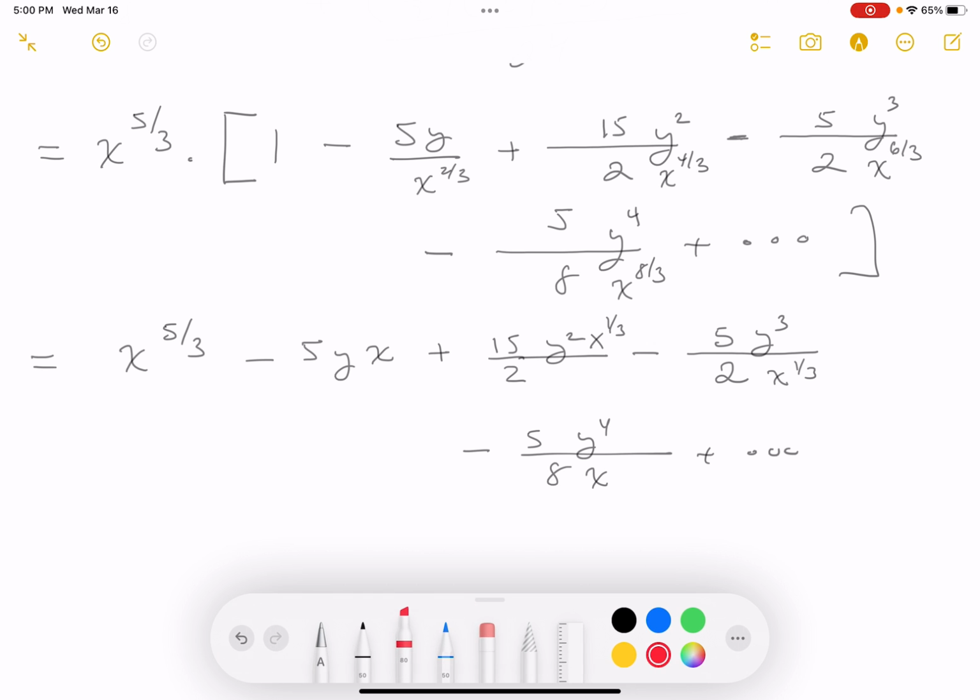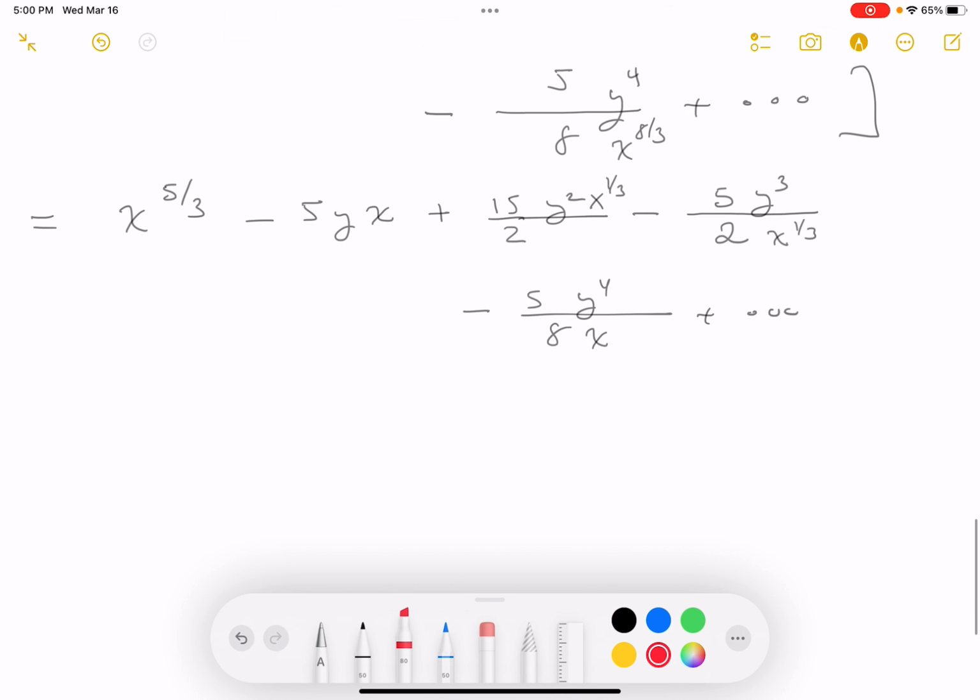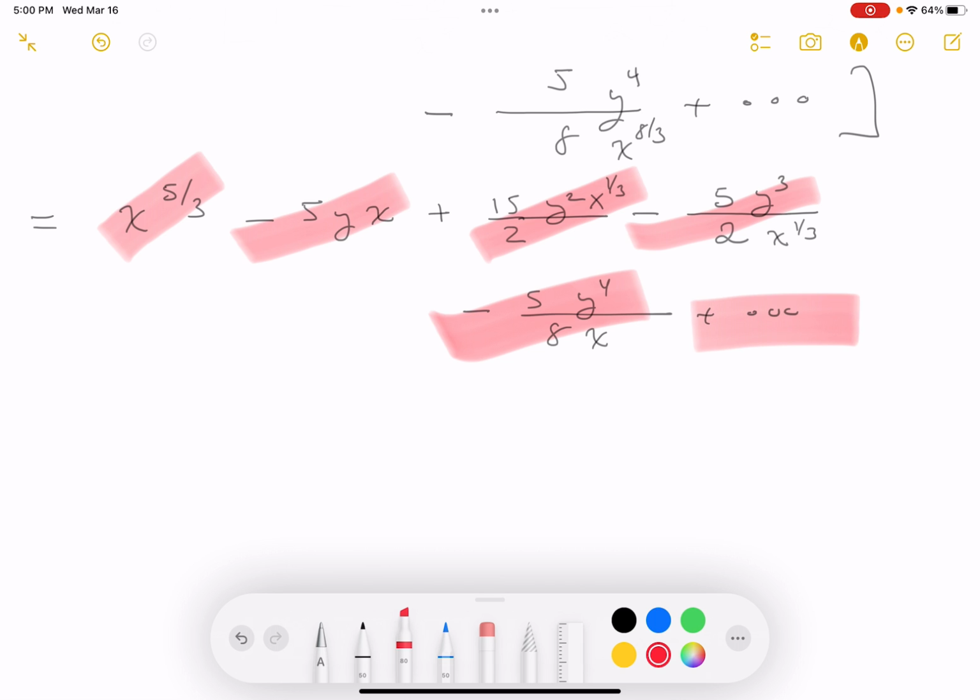So what I'm going to do now, I want to look at the key that I've prepared for you and see if I got it right. I see that. I see this. I see 15/2 x to the 1/3 y squared. Yep. I see this. 5y cubed, 2x 1/3. And I see this, which is minus 5y cubed, 2x. Let me see if I did that right. 5y4. Yeah, I got everything. Everything is good to go. All right? By the way, I put more terms down there for those students that want to work it out further.